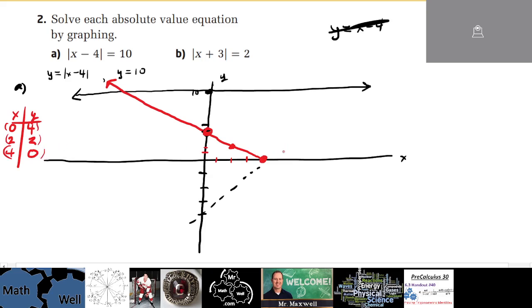Now, you would have to generate a couple more points beyond this x-intercept to get the second part of it. So let's go with 6. So 6 minus 4 is positive 2. Absolute value of positive 2 is 2. So I've got 5, 6, and I'm back up to 2. Now, this is all you need. With a straight edge, you go ahead and complete this line, and you would sketch this out.